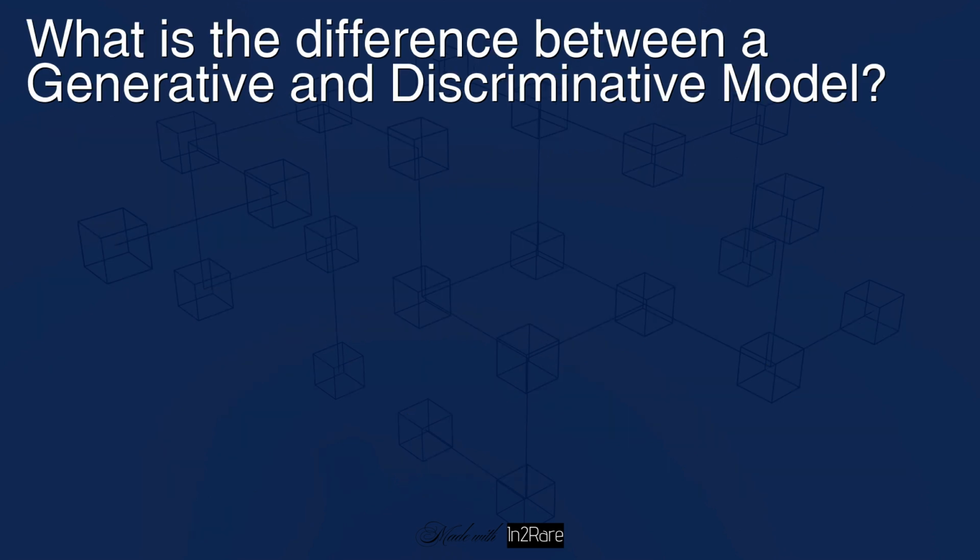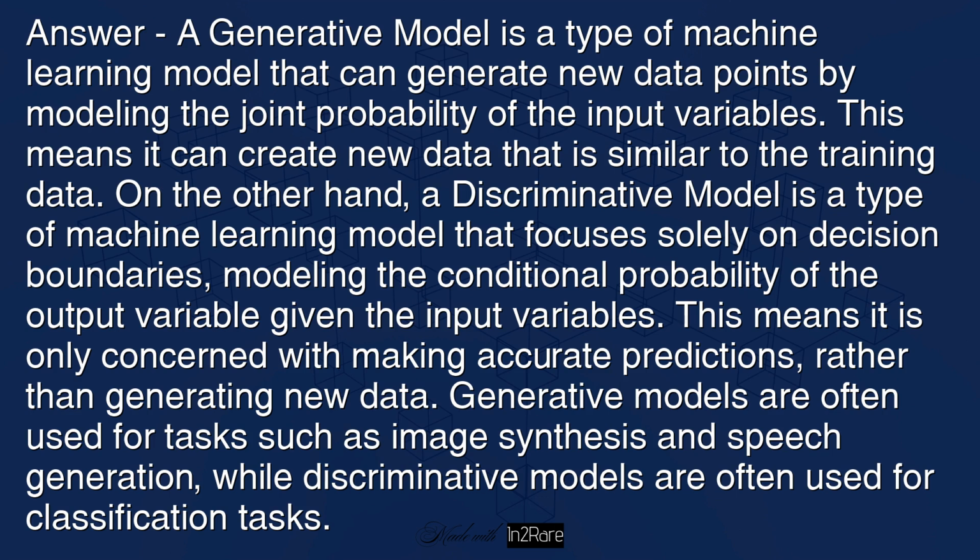What is the difference between a generative and discriminative model? Answer: a generative model is a type of machine learning model that can generate new data points by modeling the joint probability of the input variables. This means it can create new data that is similar to the training data.